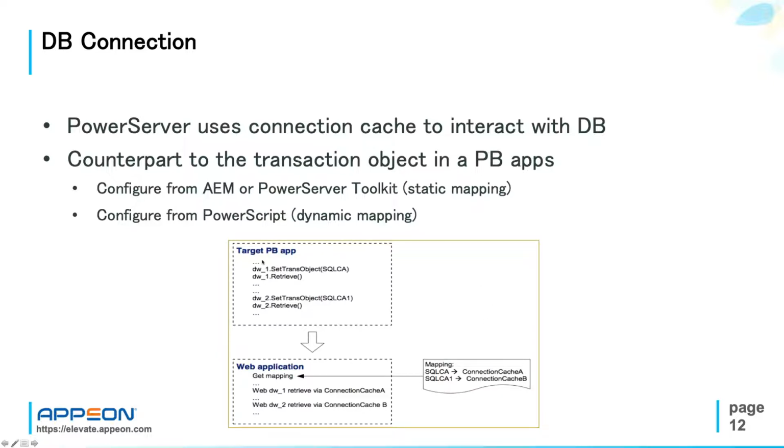So in this picture, you see an example of PowerBuilder application where you usually perform set trans object of the transaction objects and then retrieve, update, delete, whatever. In the web application, when PowerServer finds this code and executes the corresponding JavaScript, the transaction object SQLCA or the transaction object SQLCA1 will be mapped to the connection cache that you specify for that application.